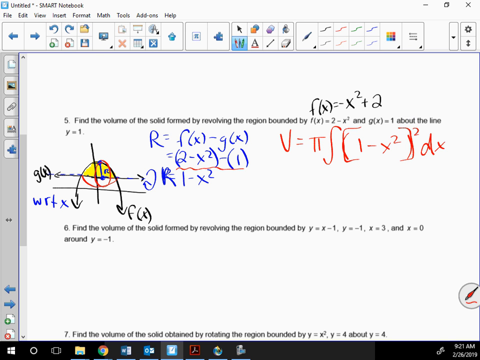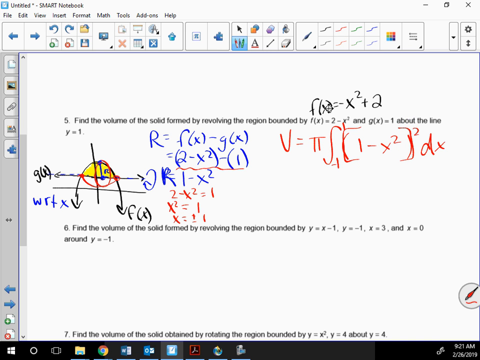Okay, so the question is, what are our bounds? How do we figure out what x values we're integrating from? Yeah, it's those intersection points, so set them equal to each other, just like we had to do with our area between two curves. Okay, what were our functions? 2 minus x squared, I remember here. 2 minus x squared equals 1. So x squared equals 1. Is x equals plus or minus 1? Is that right? Sweet.